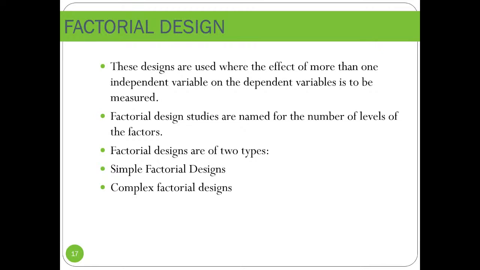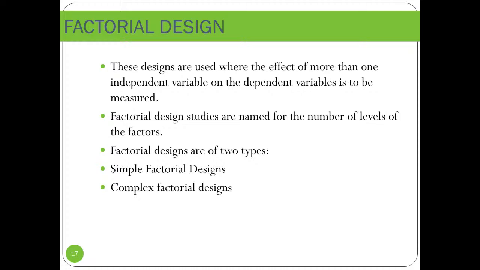So factorial designs are of two types: simple factorial design and complex factorial design. In simple factorial design, we follow this two square method. Two square method in the sense, for example, say I am doing a study. Say my drug is paracetamol, 500 mg and 650 mg. Two groups. I'm giving patients paracetamol 500 mg and 650 mg.